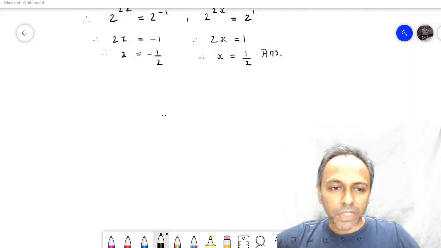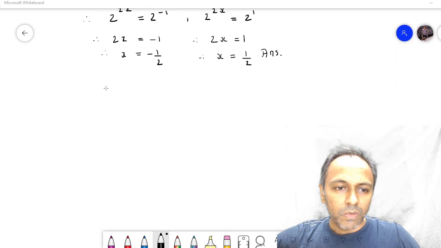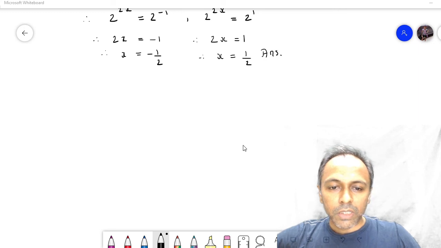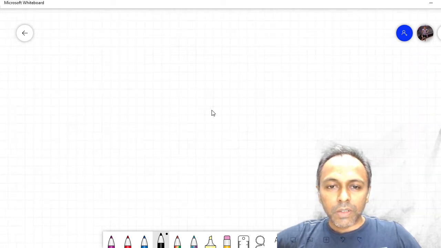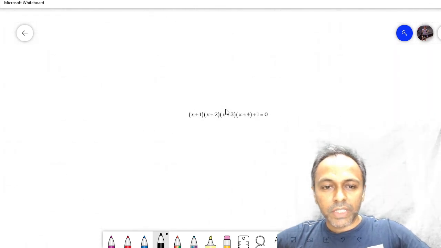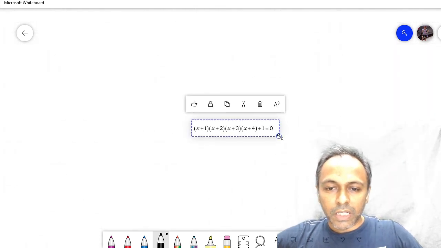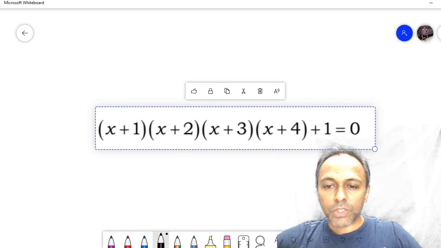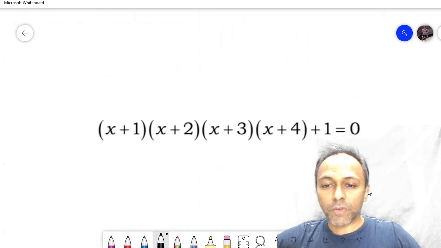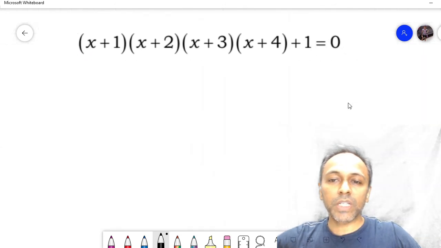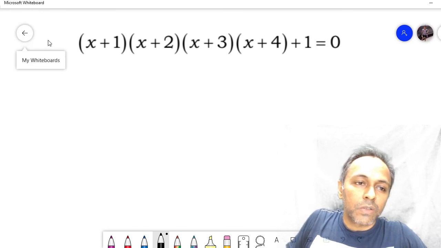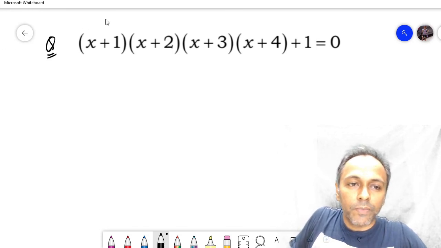Let us take one more question. Say we take x plus 1, x plus 2, x plus 3, x plus 4 all multiplying, plus 1 equal to 0. Question is again solve.